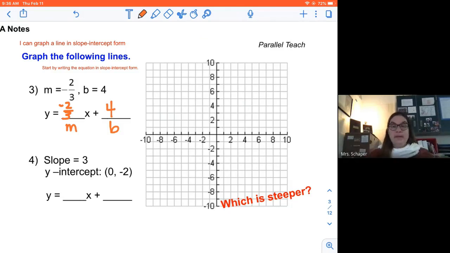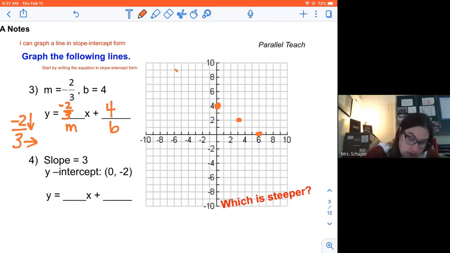Okay, so B is my y-intercept. That's where I'm going to start. Then my slope is negative 2/3. That means I go down 2 because it's negative 2, and I go to the right 3. So I go down 1, 2, to the right 1, 2, 3. Down 2, to the right 3.